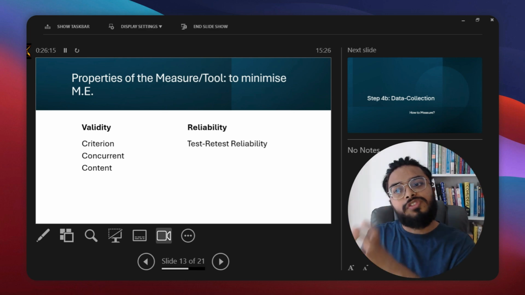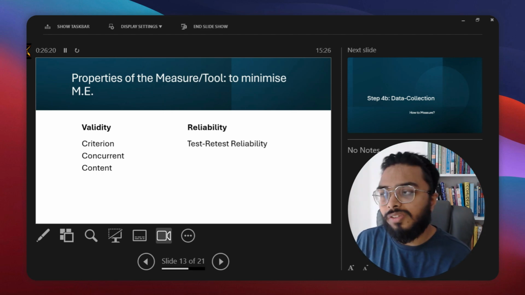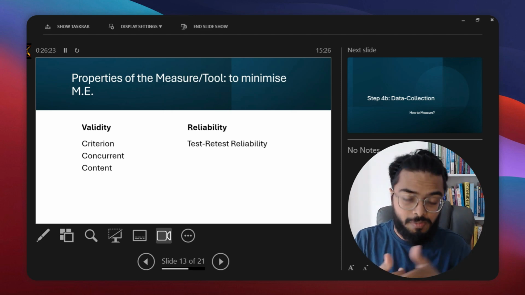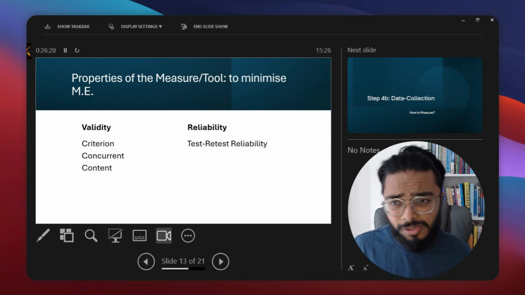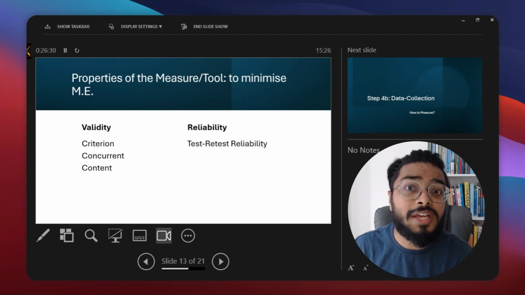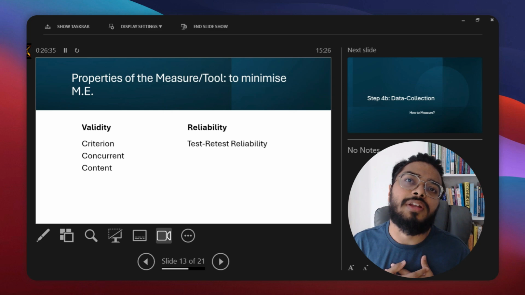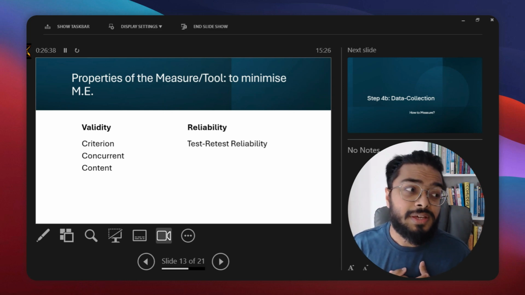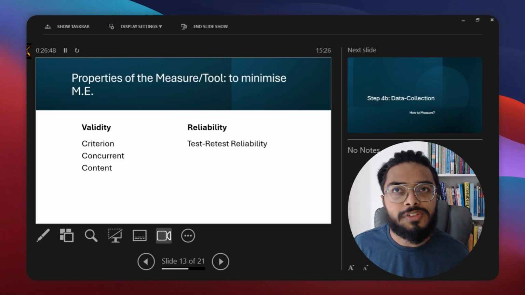So one is reliability and one is validity. Reliability is about how, when we are testing things repeatedly, it should give us the same result. In other words, if I'm doing an IQ test on you, if I'm the researcher and you're my participant, and let's say the IQ test is the tool. Now, let's say I have given you this IQ test and you have scored an IQ of 120.